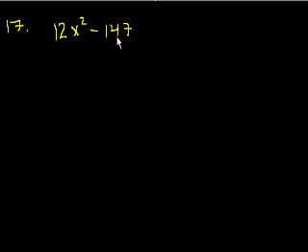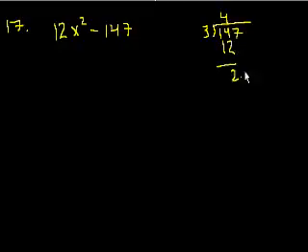1 plus 4 is 5. 5 plus 7 is 12. And 12 is divisible by 3. I don't know if you've seen that before: you just add up the digits, and if that is divisible by 3, then the number is divisible by 3. So 147 is divisible by 3. Let's see what it is. It's 4, 4 times 3 is 12.